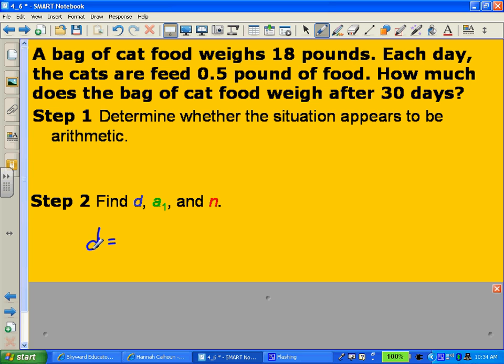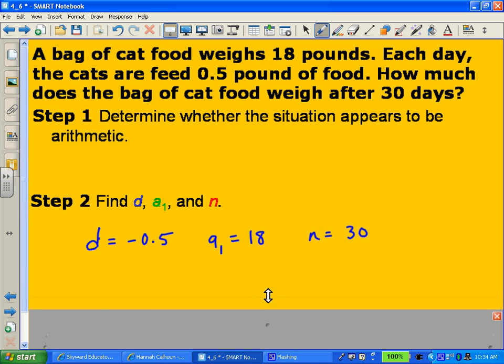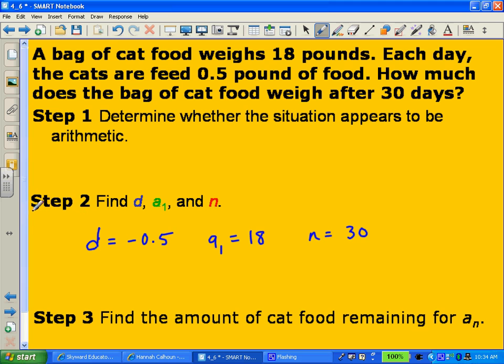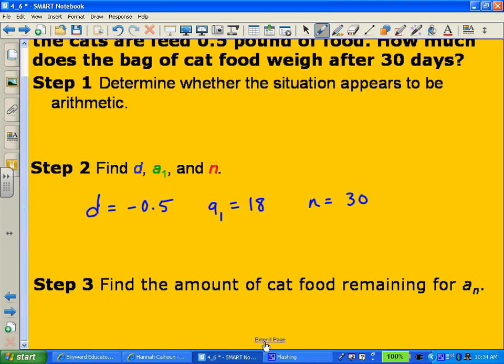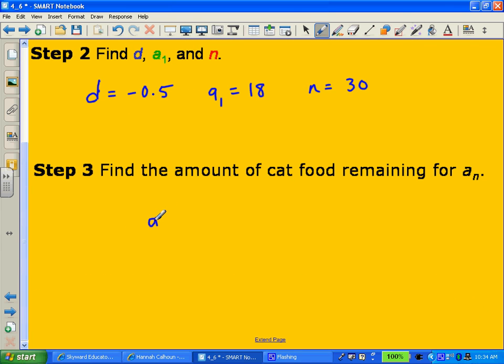Once it's arithmetic, I have to determine what is d, what is a sub 1, and what is n. Well, d is 0.5, and it's going to be negative 0.5 because it's decreasing. The first term in the sequence is going to be 18 pounds, because that's where we start. Then it says, how much will it weigh after 30 days? So we want to know the 30th term in my sequence. Then I'm going to plug that into my formula.